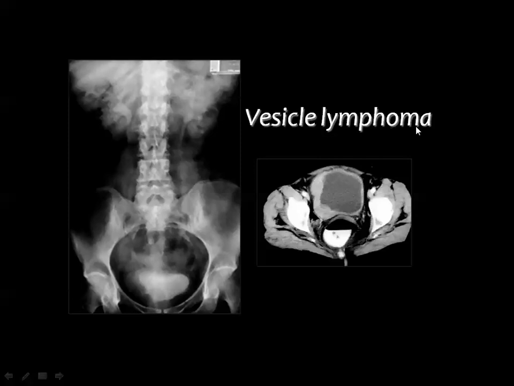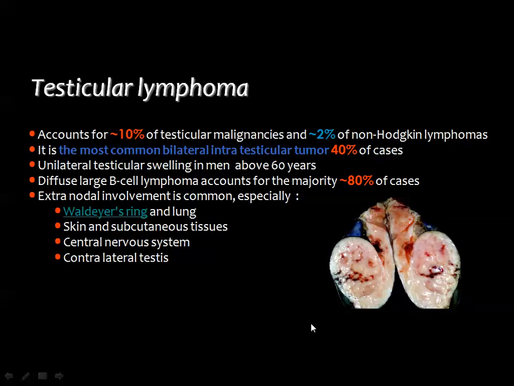You may mention lymphoma. No, but you should say first this is urinary bladder cancer, and you recommend an endoscopic verification. Then if it proved to be a lymphoma, then you will not be on the wrong side. And testicular lymphoma accounts for around 10% of testicular malignancies and 2% of non-Hodgkin lymphoma. This is considered the most common bilateral testicular tumor, as seen in about 40% of the cases.